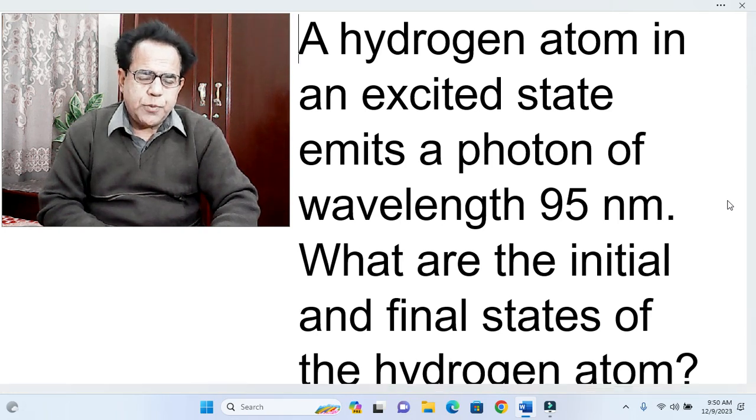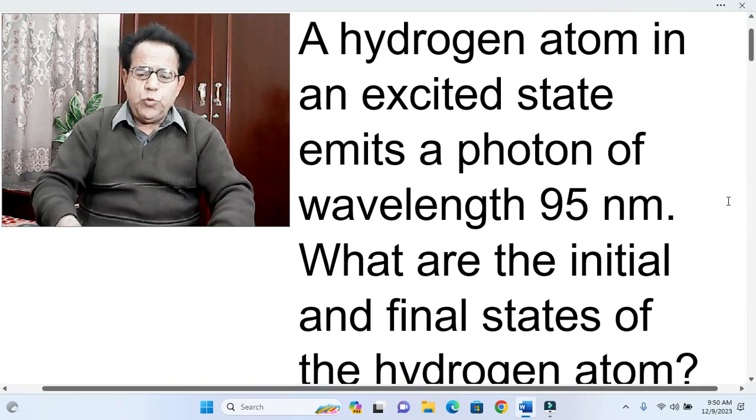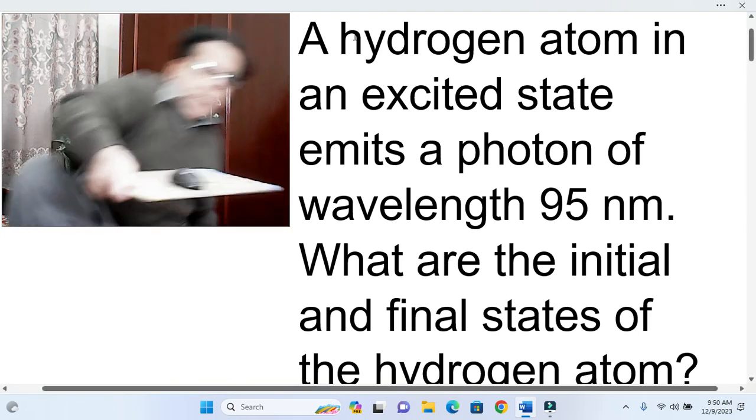This is our next problem having been chosen from the same book, Modern Physics, by Stephen T. Thornton and Andrew Rex. As usual, we first come to its statement.